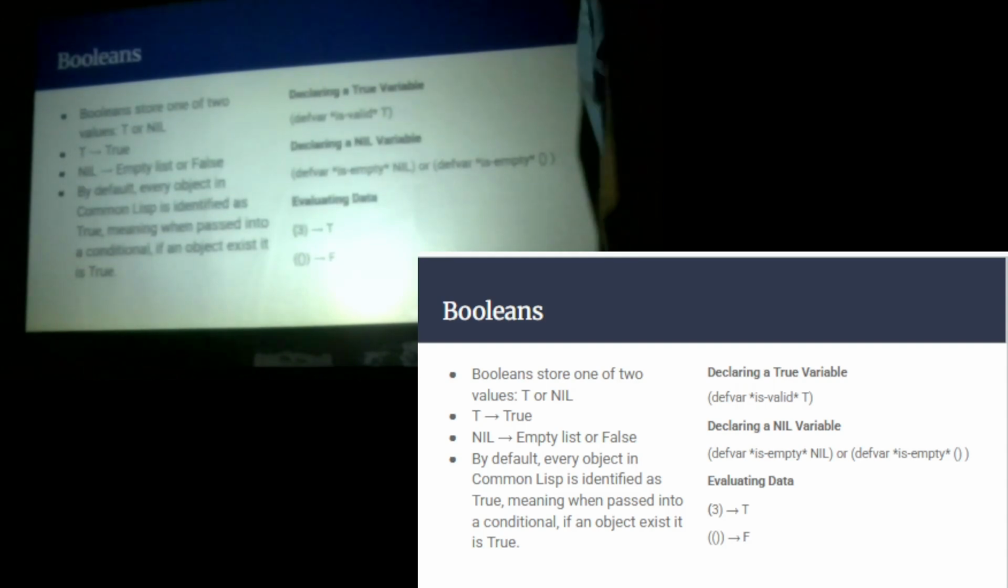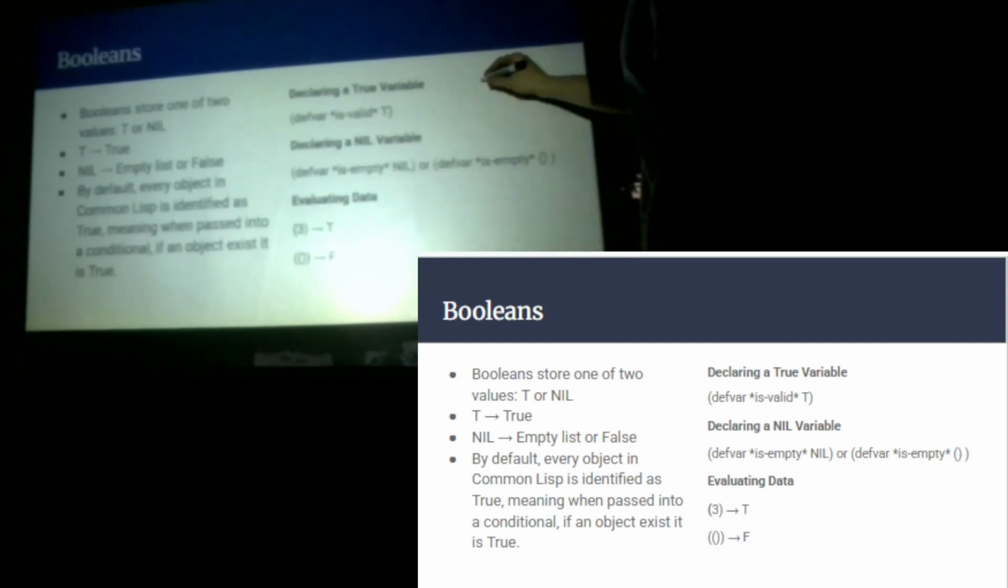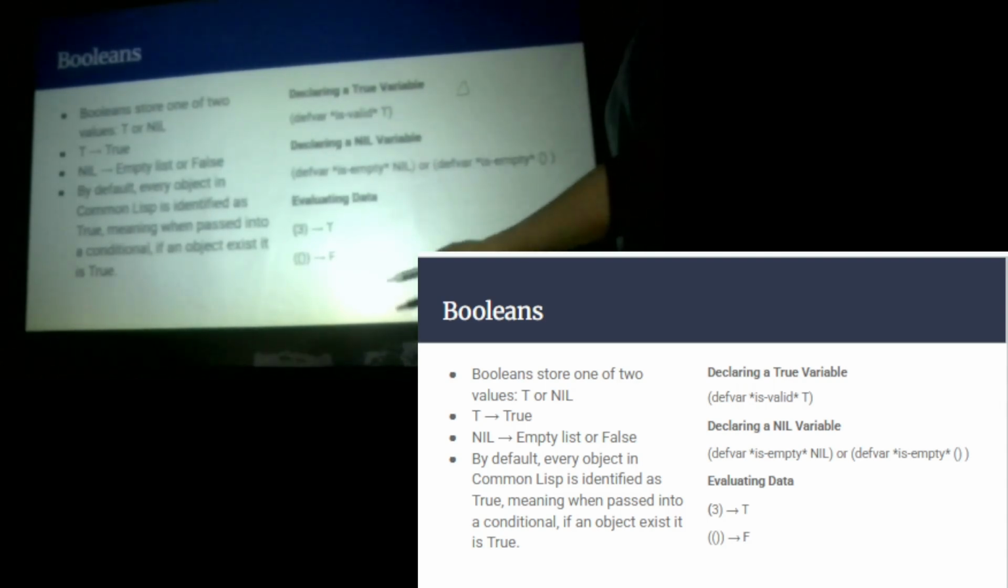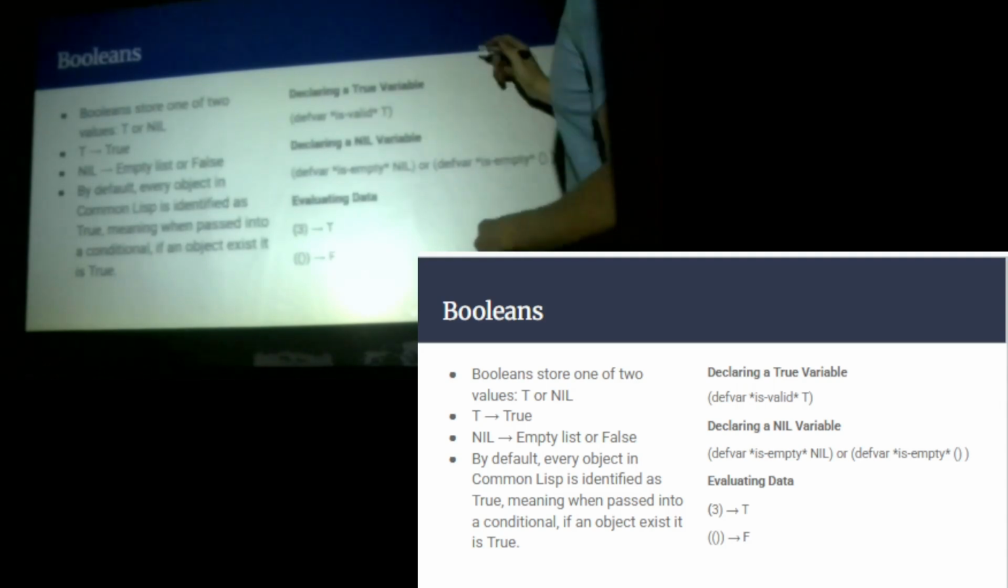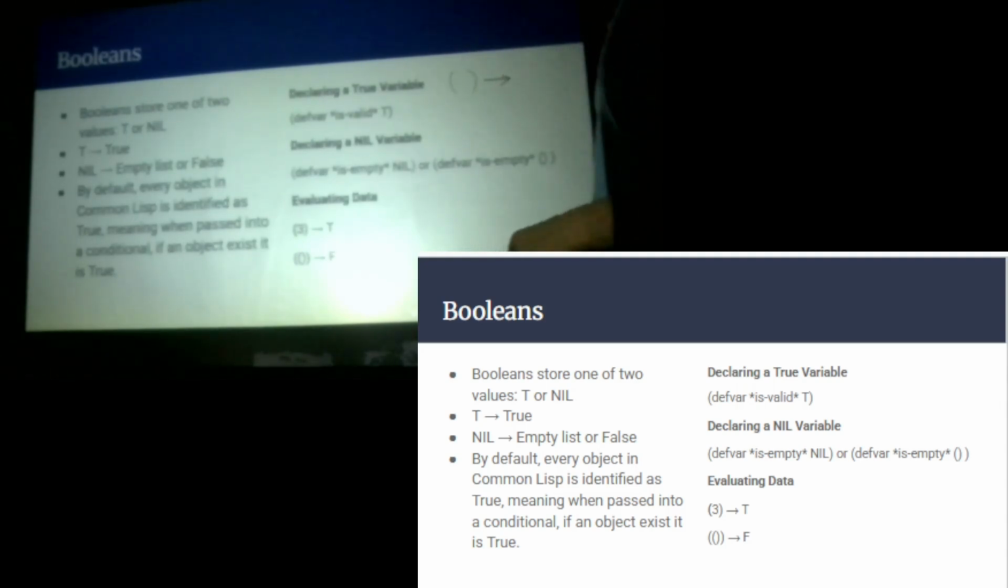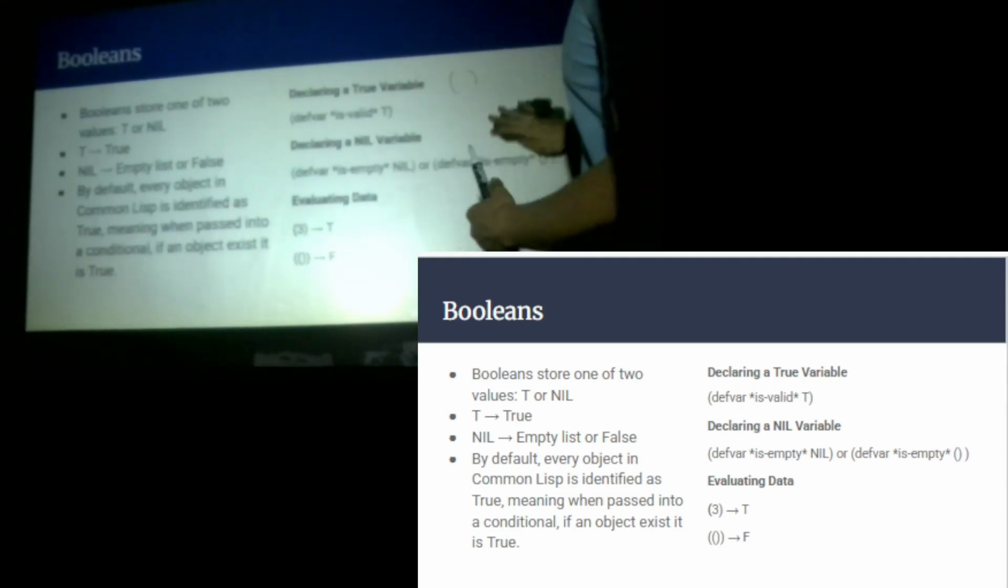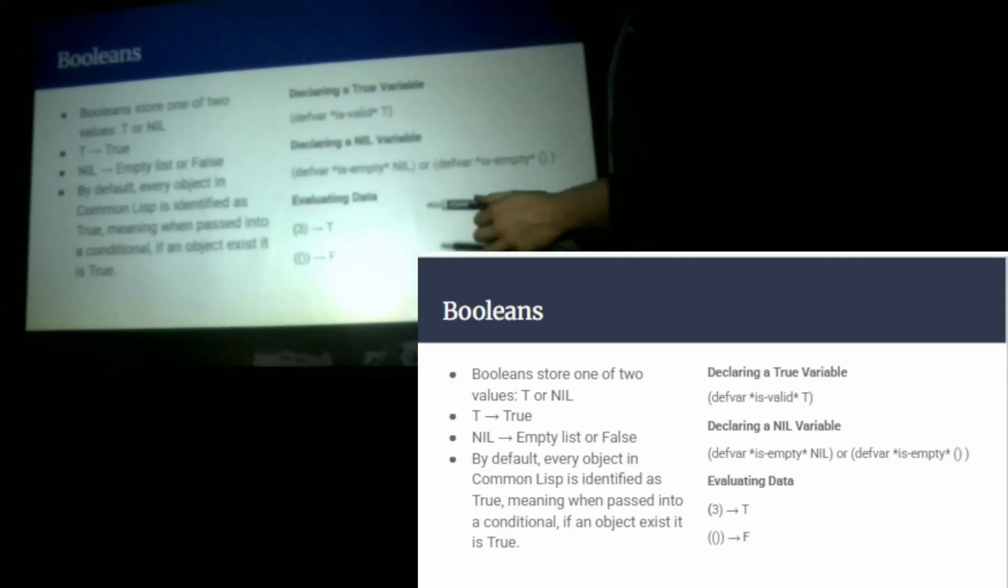Like, for example, this object right here, let's go triangle. In Lisp, a triangle is declared true because it exists. However, an empty list has the value of NIL, or not in list. It's a little bit strange, but it makes more sense once we get into objects and how they work under the hood. So here's just an example of the syntax of declaring a true variable.